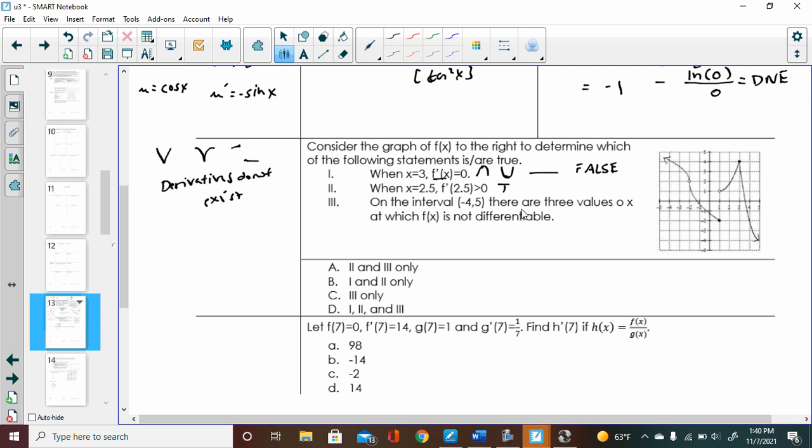On the interval from -4 to 5. So this is -4, this is 5. There are 3 values of x which are not differentiable. So what do not differentiable values look like? Corners, cusps, breaks, and holes. So here, hole, break, and a cusp. So this is true. Therefore, the only 2 things that are true here would be 2 and 3.